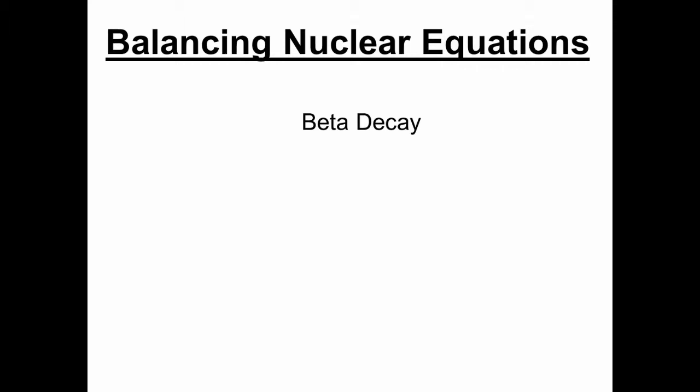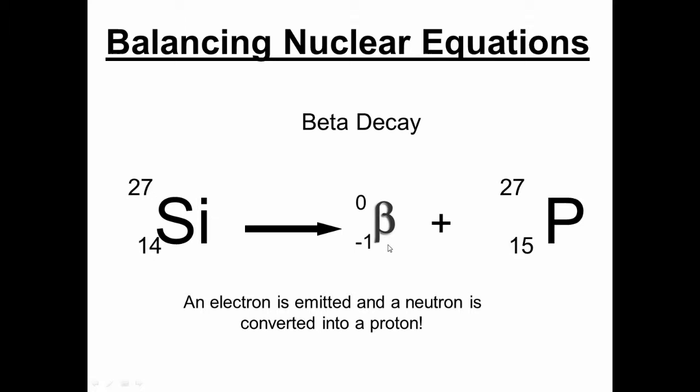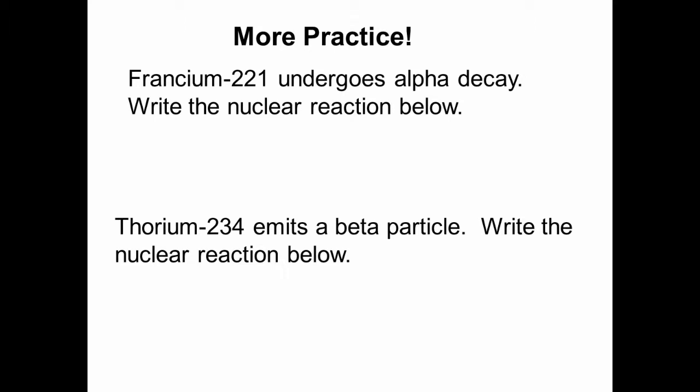Okay, silicon-27, it's number 14. If it undergoes beta decay, the mass will still stay at 27, but the 14 changes into a 15, which is the element phosphorus. More practice. Pause the video, see if you can do these on your own.